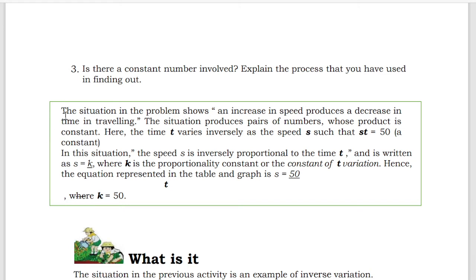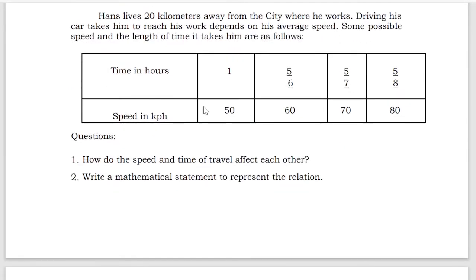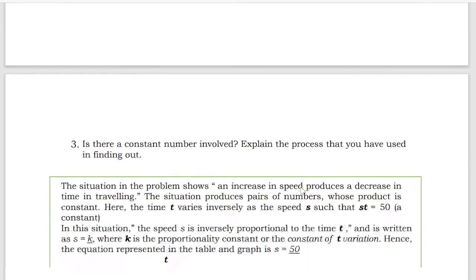Next, the situation in the problem shows an increase in speed and a decrease in time of traveling. Based from here, as the speed increases, the time decreases. This is 1 hour, 5 over 6 is less than 1 hour, 5 over 7 is less than an hour, so going down. Meaning as the speed increases, the time decreases.